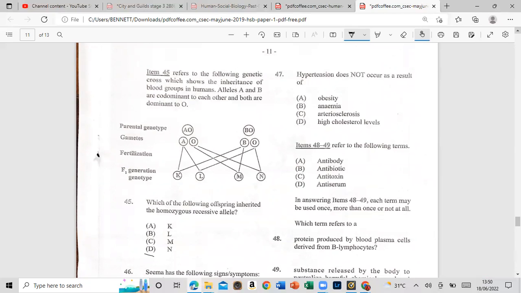Hypertension does not occur as a result of A, obesity, B, atherosclerosis, C, high cholesterol level, or D, anemia. And that's D, anemia.